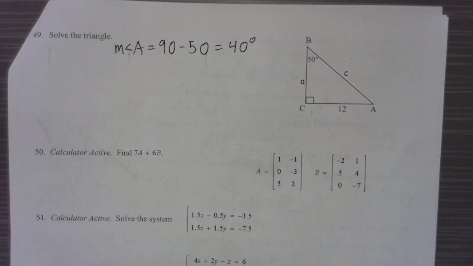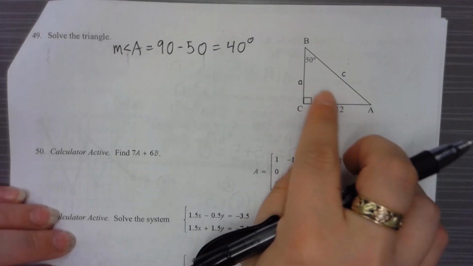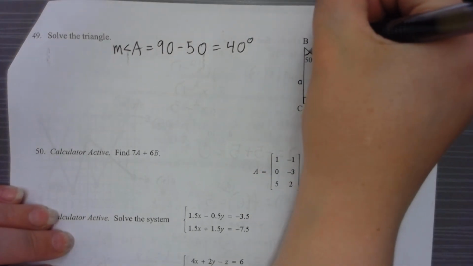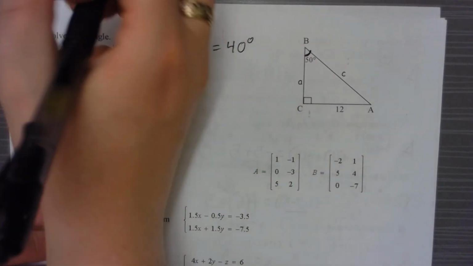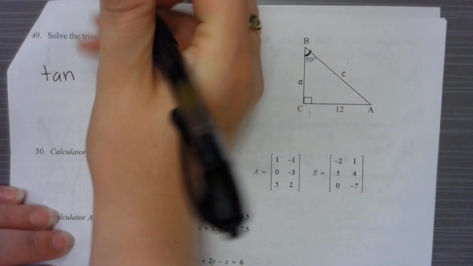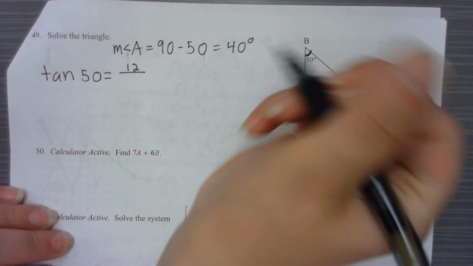And while that's great, we don't want to actually use that moving forward, because if we mess that up, it's going to mess things up in the future. So the next thing we want to find is probably side a. So we want to use this 50. So in relation to 50, we have the opposite and the adjacent. So we're going to be using tangent for that. So we'd say tangent of 50 is equal to the opposite over the adjacent.